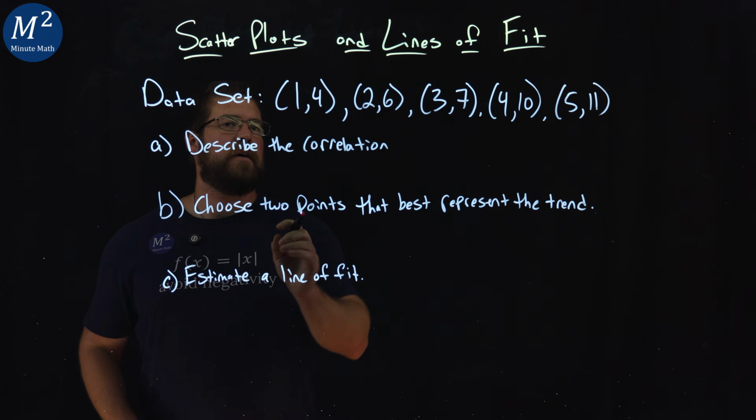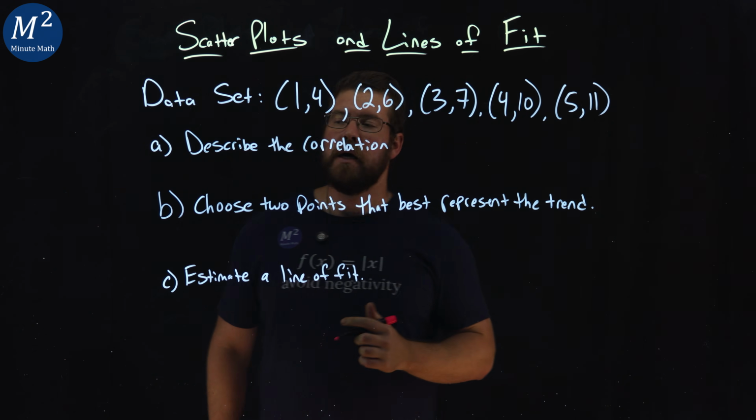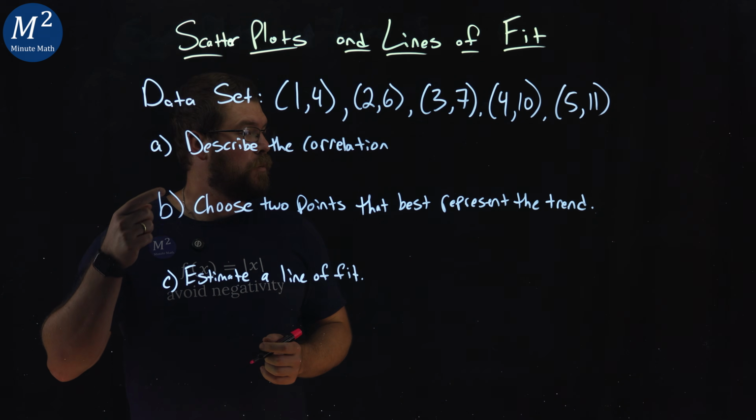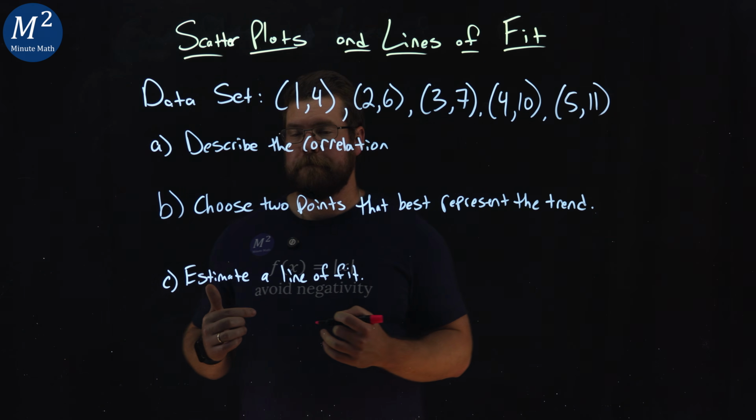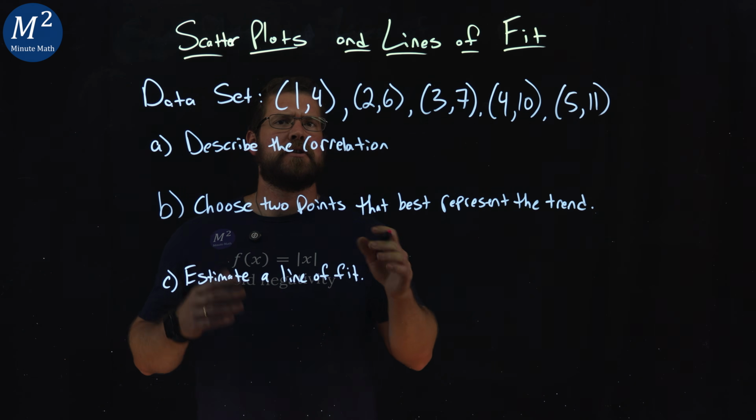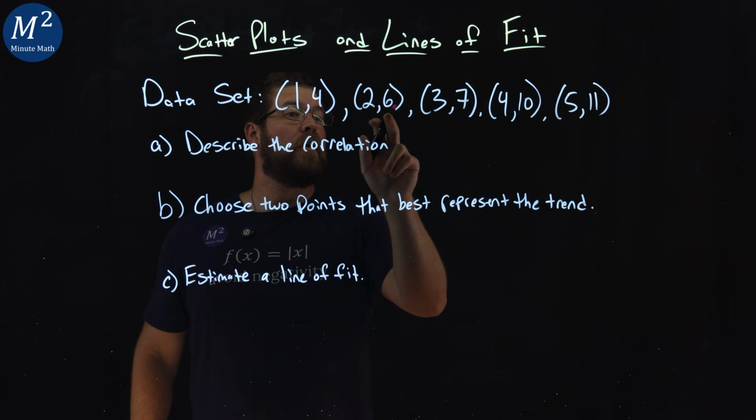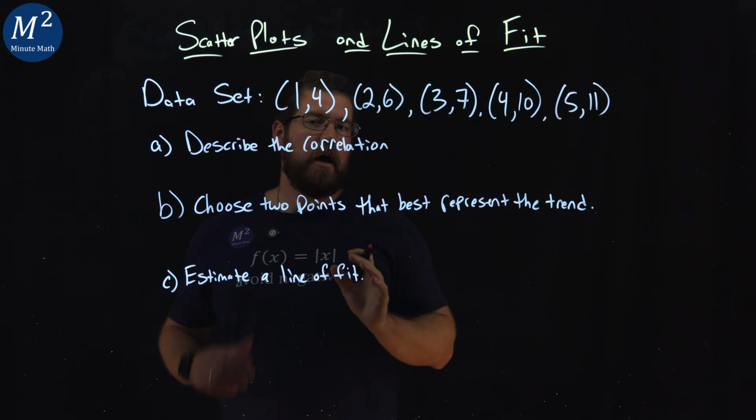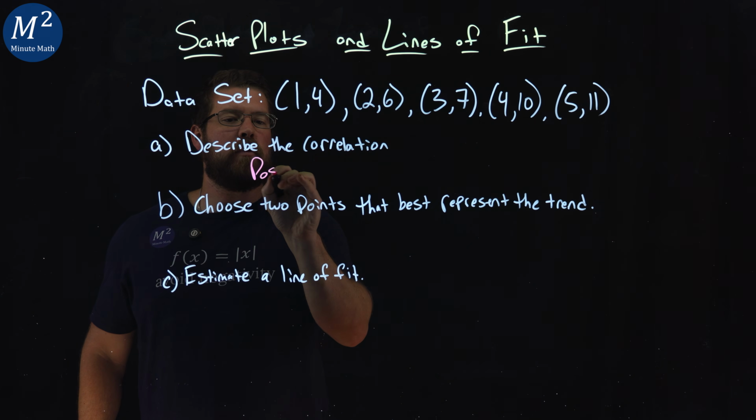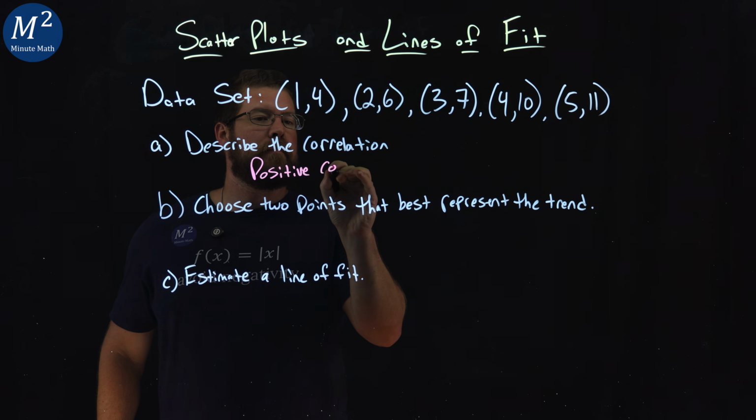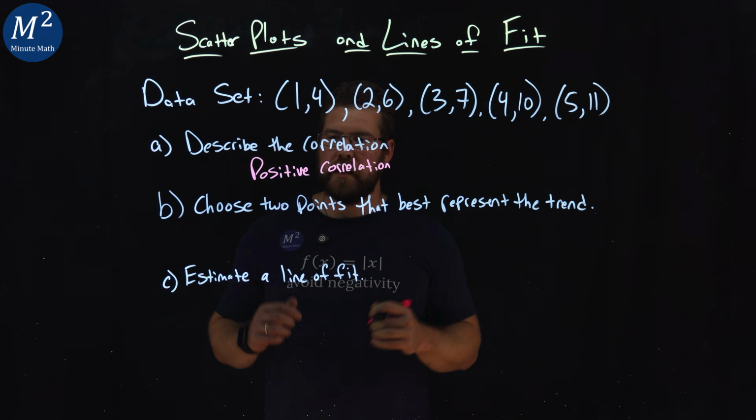We are given this data set: 1, 4, 2, 6, 3, 7, 4, 10, and 5, 11. We want to describe the correlation, choose 2 points that best represent the trend, and then estimate a line of fit. All right, let's first talk about the correlation here. If we notice, as our x values get larger, our y values also get larger. And so since both of those occur, they're both increasing, we can say this is a positive correlation. When they're both increasing, it's a positive correlation.